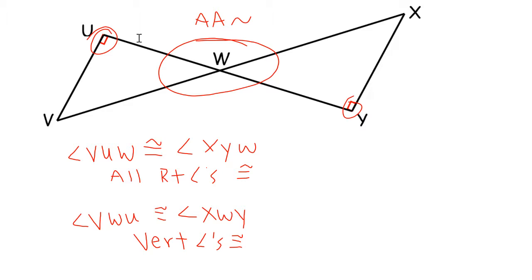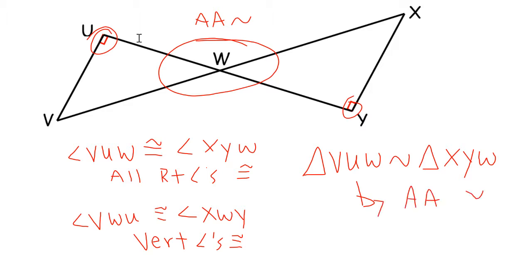And so again, I've got my two angles. So I've done my job in showing that these are similar. So I've got triangle VUW is similar to triangle XYW by angle, angle similarity. So again, both of the statements and then the triangle similarity statement, and you're done.